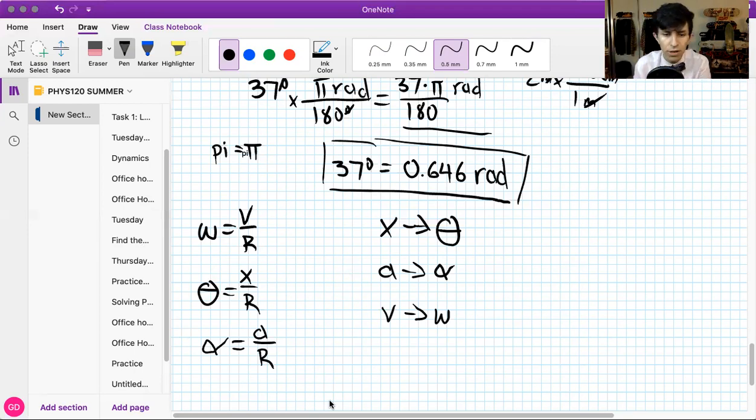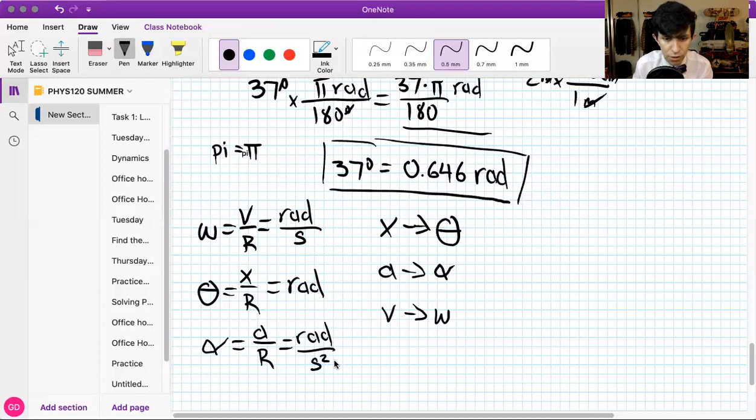And so just remember the units. We already talked about angular velocity, it's radians per second. For theta, it's just radians. And for alpha, it's radians per second squared. So you can see the relation. Instead of meters, it's radians. Meters per second, it's radians per second. Meters is just radians. Meters per second squared is radians per second squared. So this is the relation. Hopefully this makes some sense. Just keep that in the back of your mind.